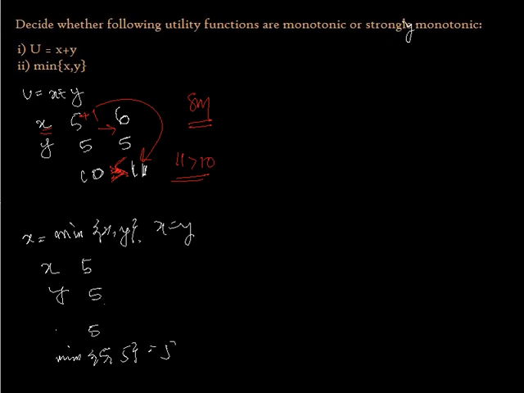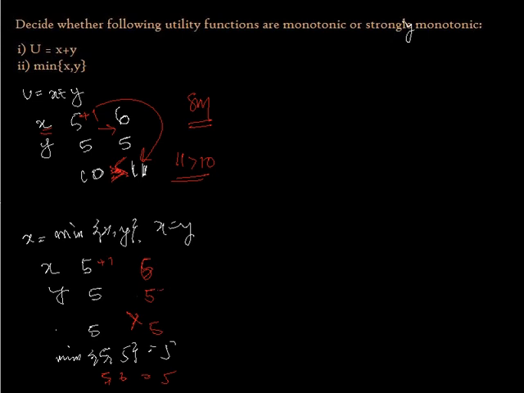Fine. Now, say you increase this x by 1, keeping the other commodity constant at 5. So x would now become equal to 6 and y would remain 5. So what is min of 6, 5? It is 5. So there has been no change in utility.